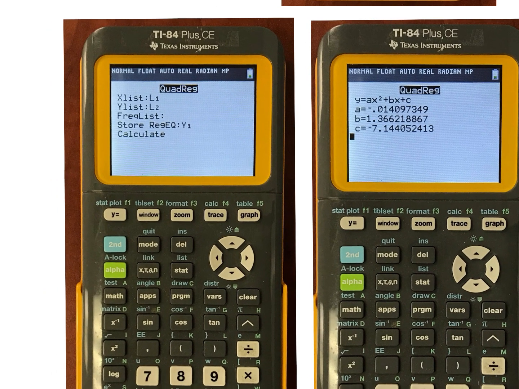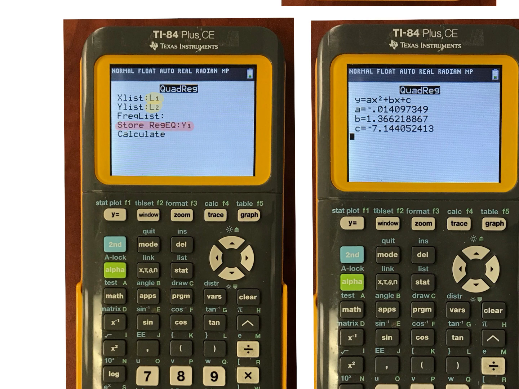A couple things to make sure of here. Where it says X list, for us, we want it to say L1, or wherever you entered your X values, which we can just keep in L1. And then for Y list, you want to make sure it's your appropriate Y values, which we entered in L2.